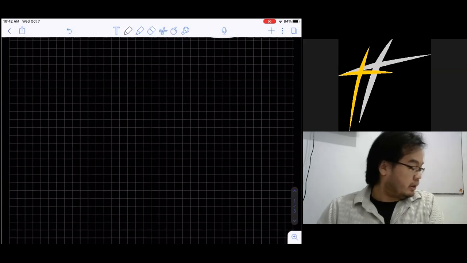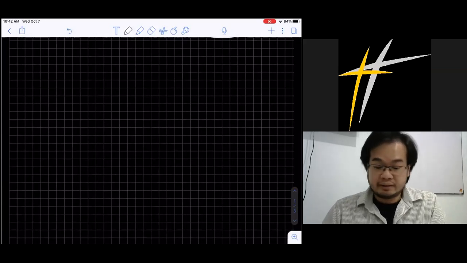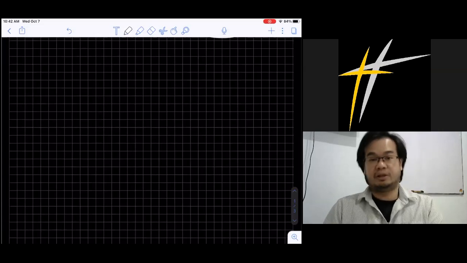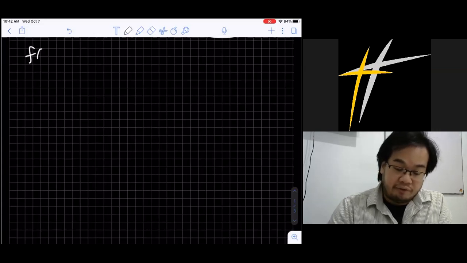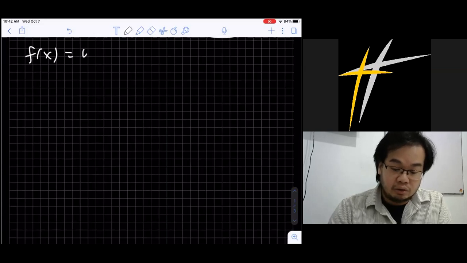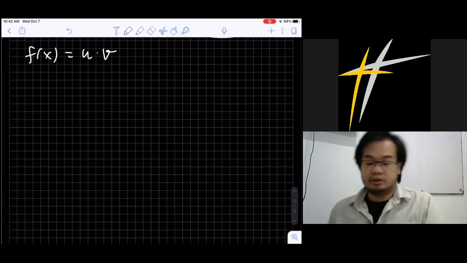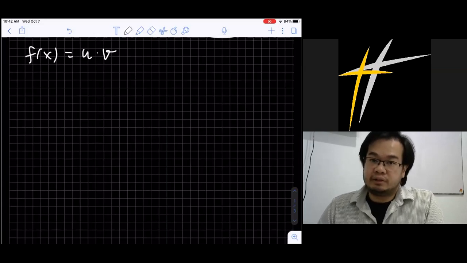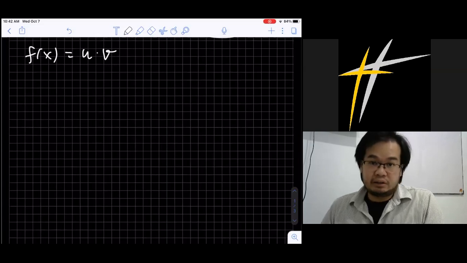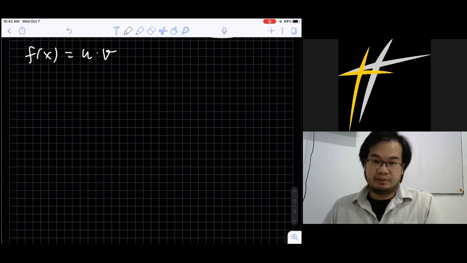So what's the formula then? Let's say that f(x) equals u times v, just to make it simpler and make it general. u is a function, v is another function, then f(x) is a product of two functions.